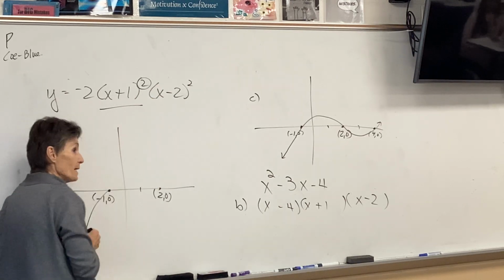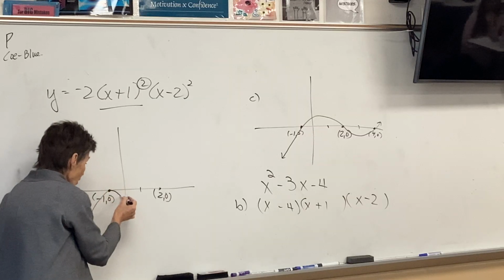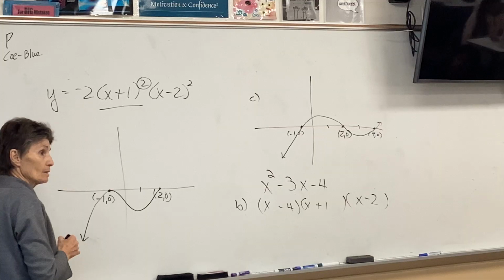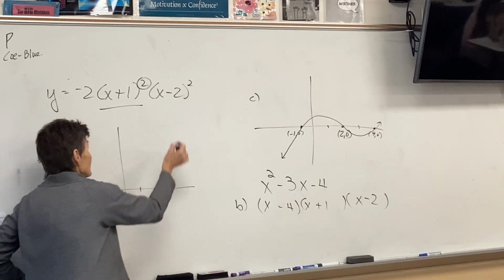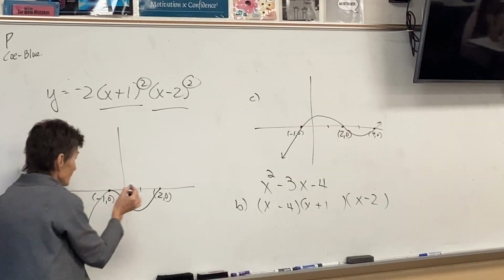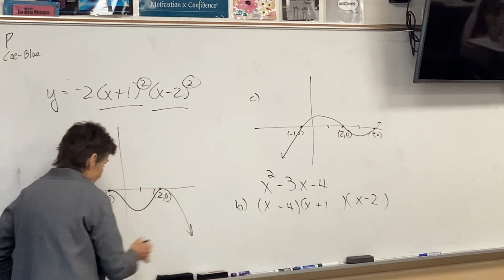And then when it gets to this dot, which came from that factor which has a squared, it's going to bounce off and connect. That came from here, which also has a squared, so it's going to bounce off.